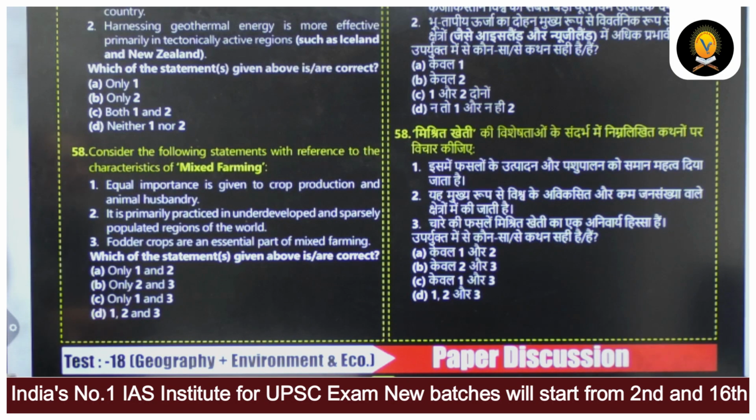Now, consider the following statements with reference to the characteristics of mixed farming. Equal importance is given to crop production and animal husbandry, correct. It is primarily practiced in underdeveloped and sparsely populated regions of the world.